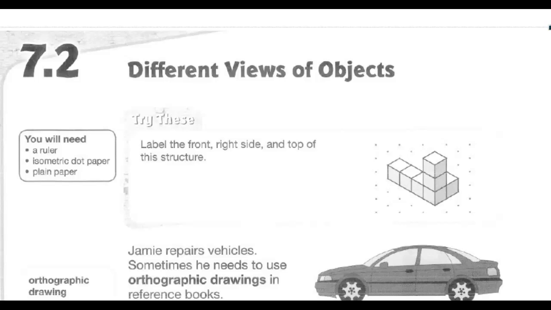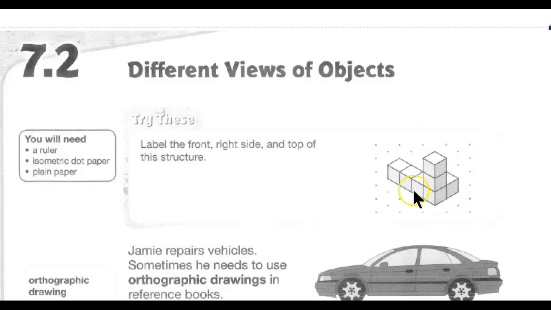Okay, section 7.2 is again looking at three-dimensional objects and looking at different two-dimensional diagrams of them. Just with the try these, it says label the front, right side, and top side of the structure.